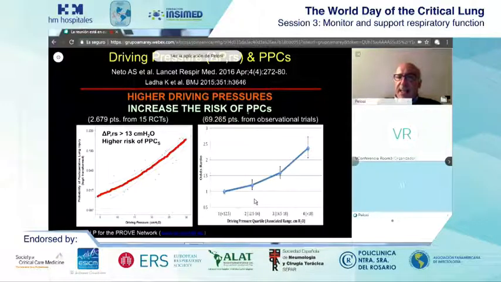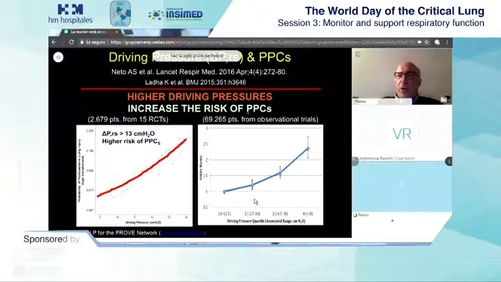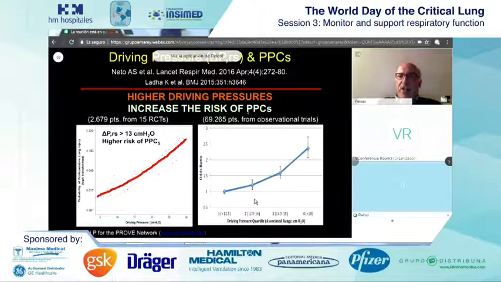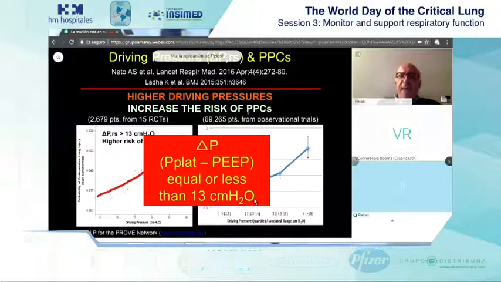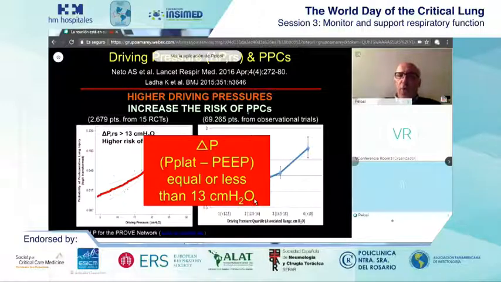As you can see, the limit is around 13 centimeters of water, at which the increase in the development of postoperative pulmonary complications is higher than when the driving pressure is lower than 13. And of course, as the driving pressure increases, there is a progressive increase in the risk to develop postoperative complications. So, driving pressure during surgery should always be maintained at less than 13 centimeters of water.